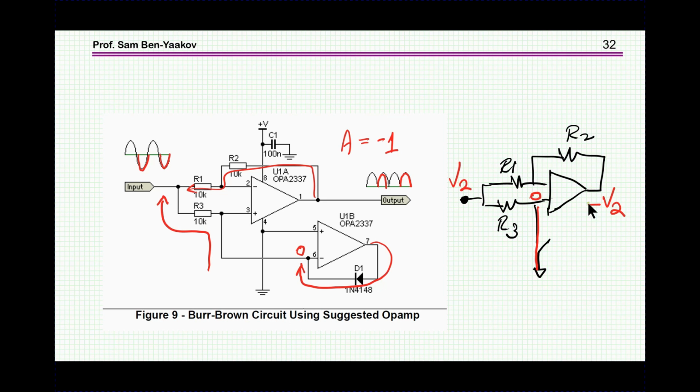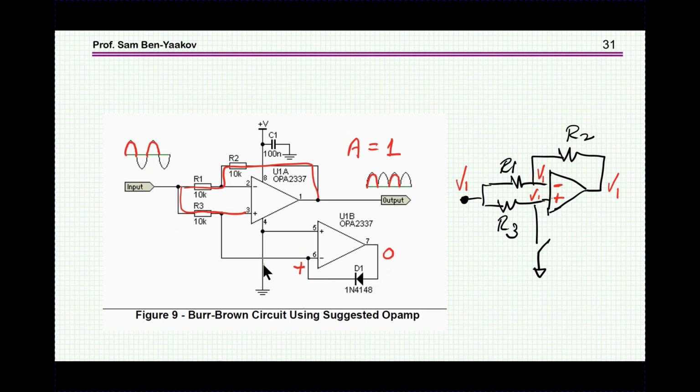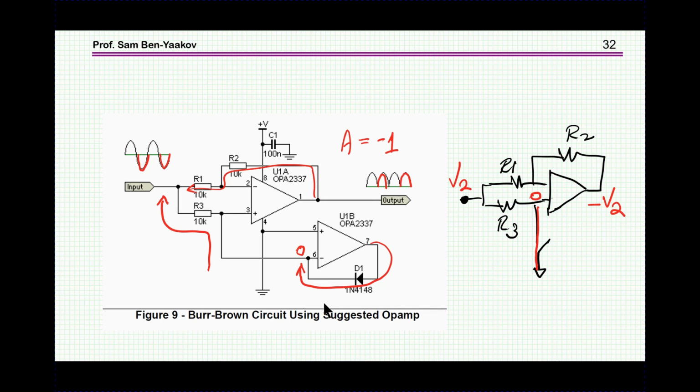This doesn't make any difference because this is just loading the input but has no effect on the output. So therefore we're going to have an output which is dependent on this ratio. And if R2 is equal to R1, then it's going to be 1 or minus 1. So in this case we're going to have a minus 1. These are the same value resistors. And the same thing goes for the positive. We have to have 1. So in this case we can get full wave rectification with a single supply.